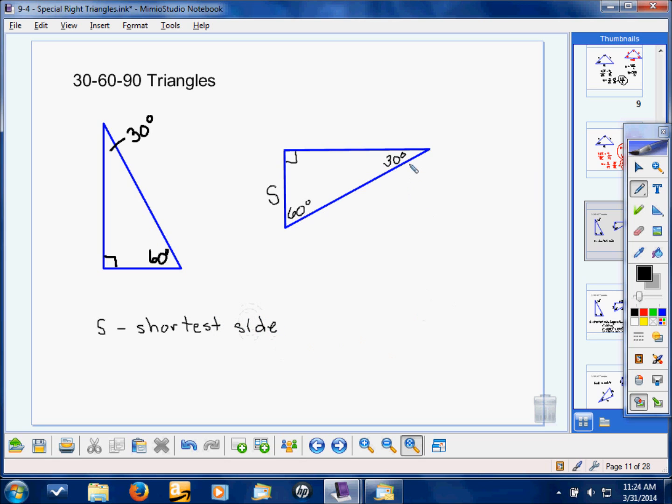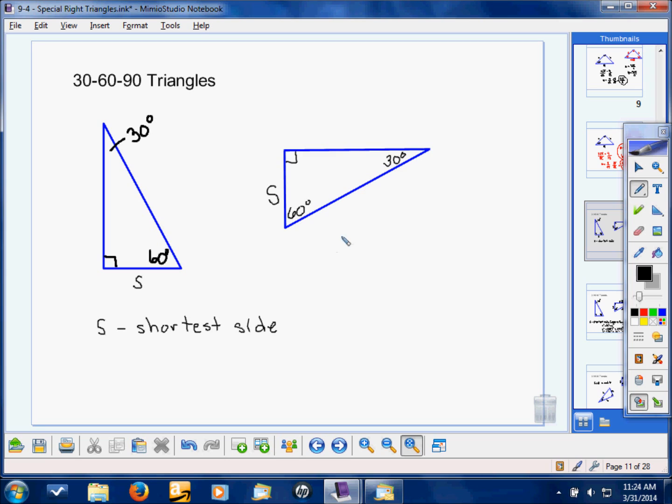So S is the shortest side. We can tell that because it's across from the 30. Okay? You should remember that across from the shortest side will be the smallest angle. So S is the shortest side on all of them. Over here, S would be right there, across from the 30. Always across from 30.